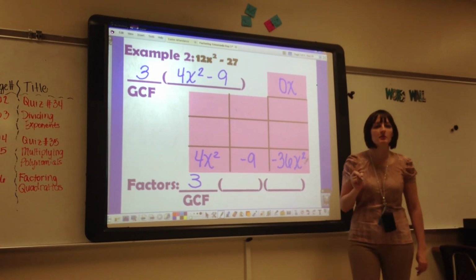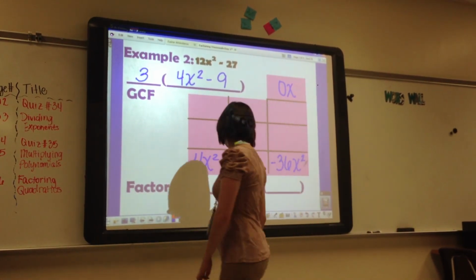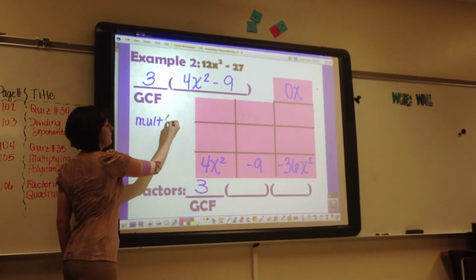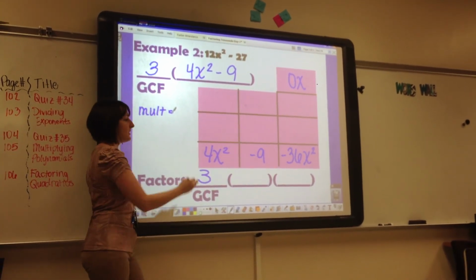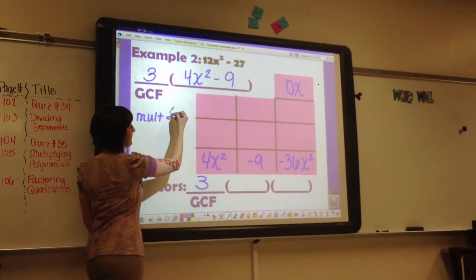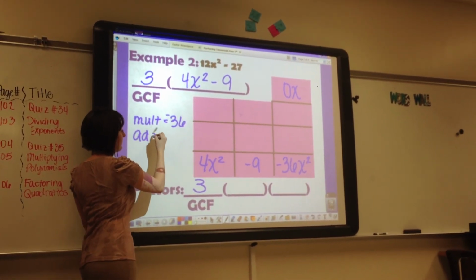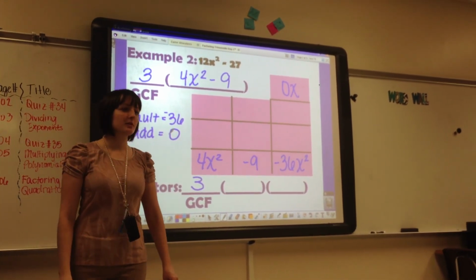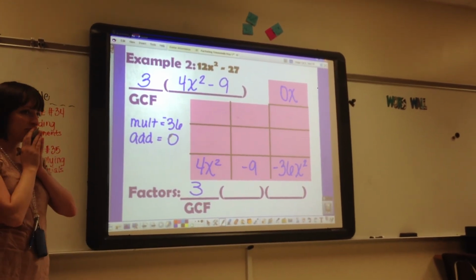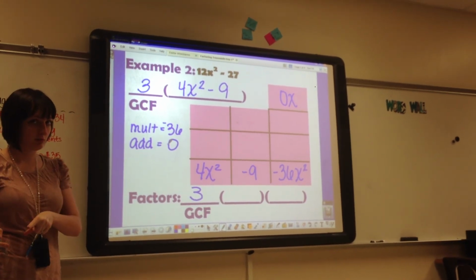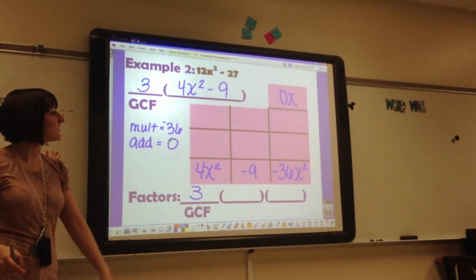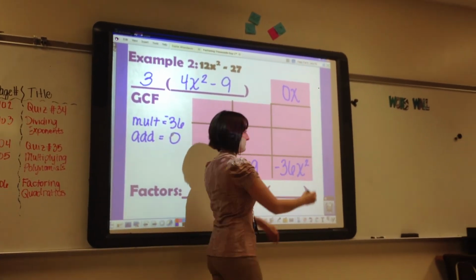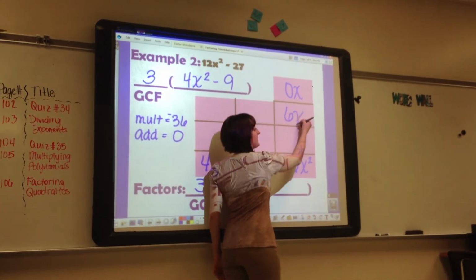Practicing our multiplication skills today. Here's the hard part. It's got to multiply to get what? Negative 36, right? And add to get 0. So what are 2 numbers that would do that? 6 and 6. Close. 6 and negative 6. There you go. 6 and negative 6. Which one goes on top? 6. Remember, you gotta have an x on it.